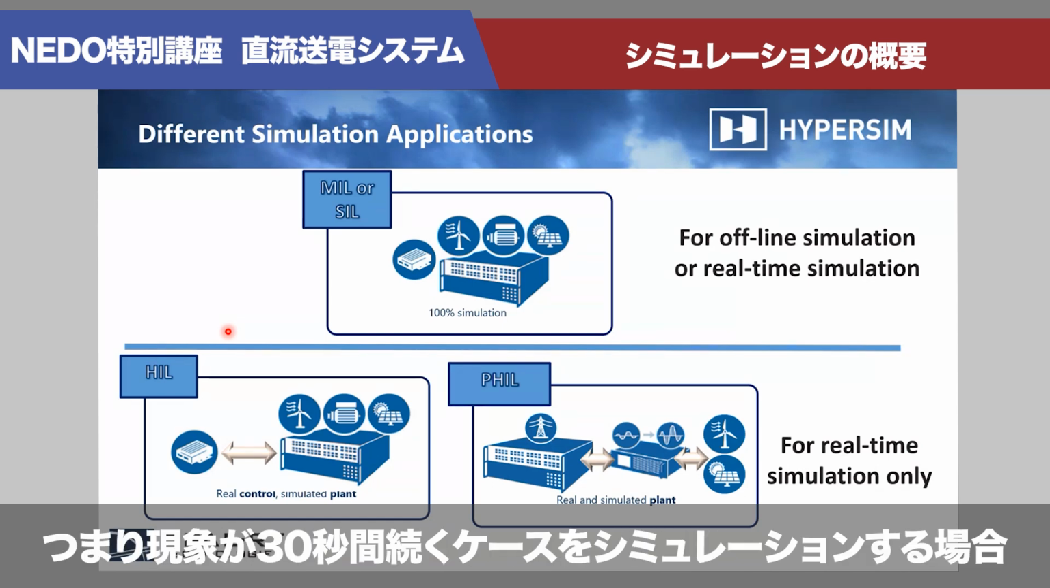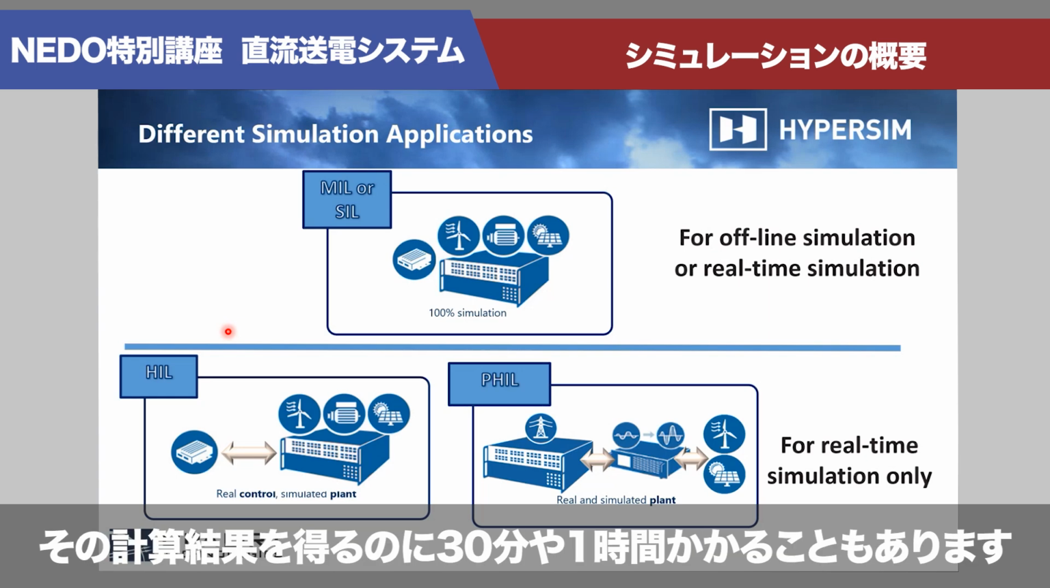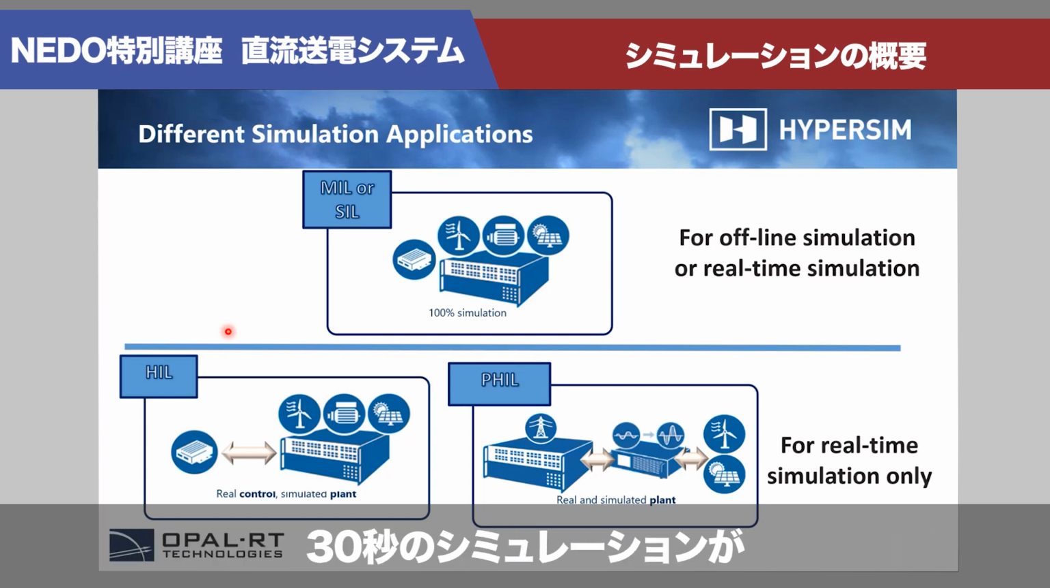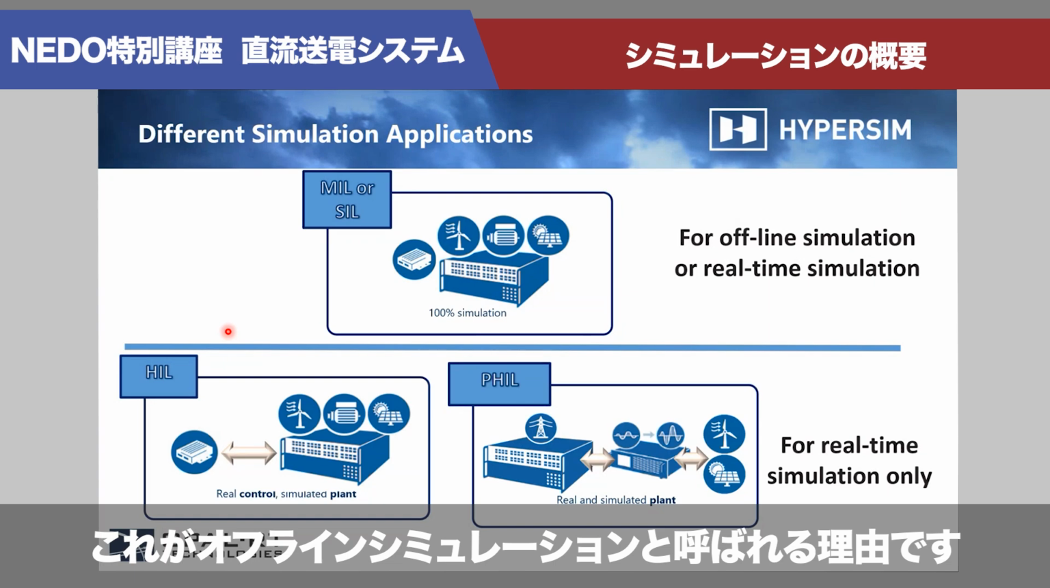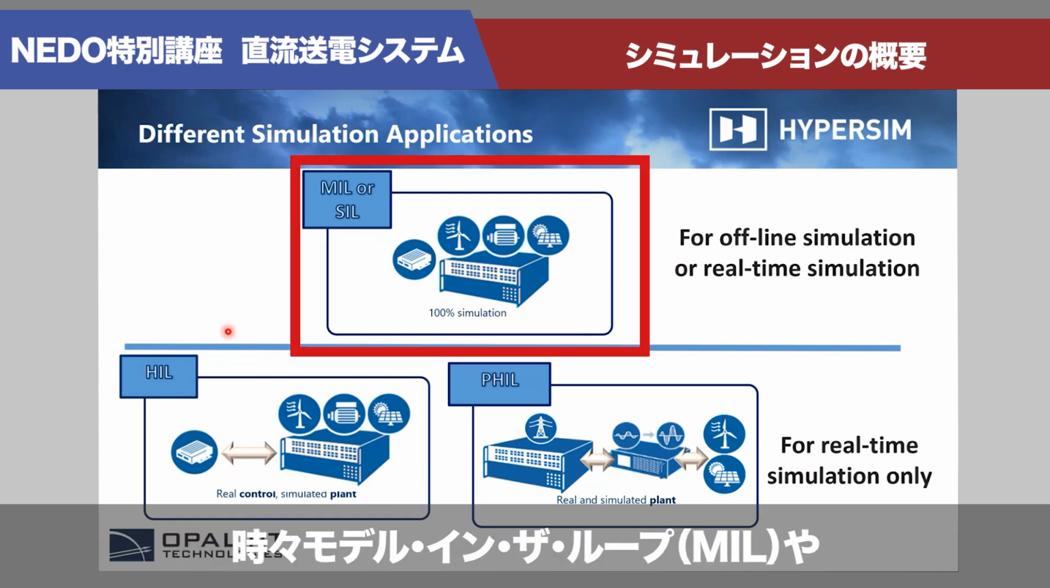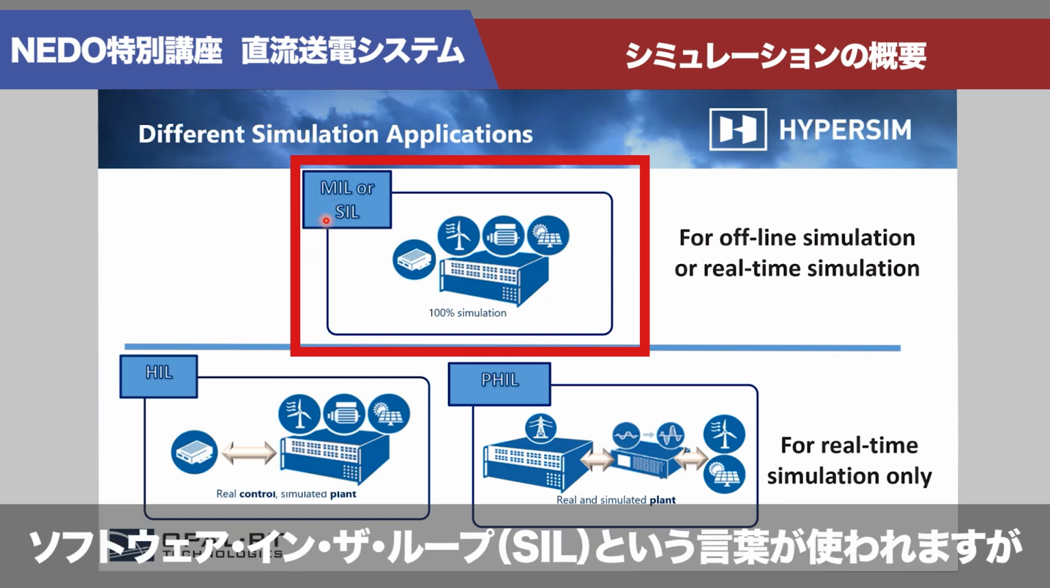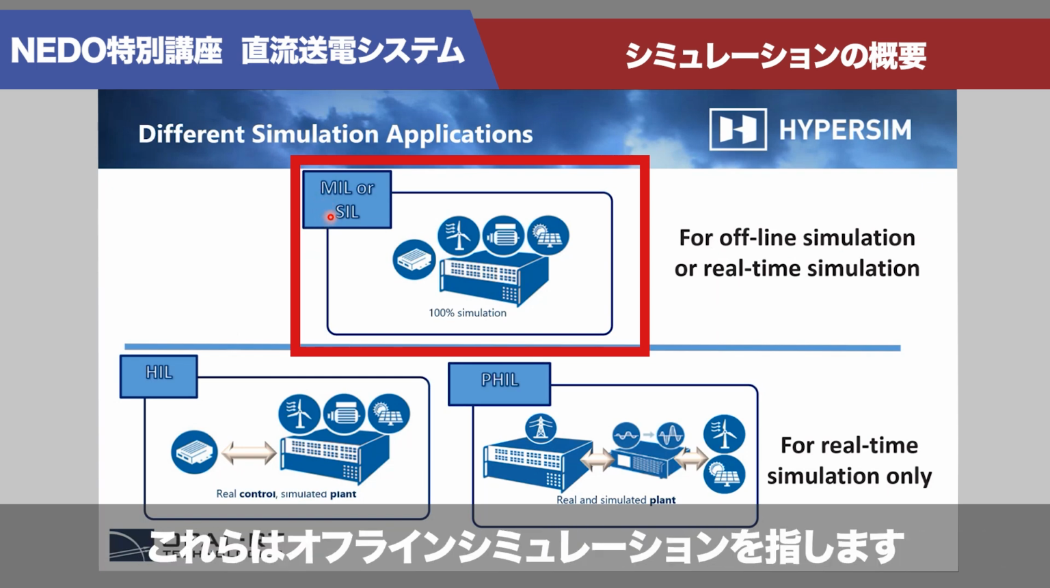That means that if you're simulating a phenomenon that occurs in 30 seconds, maybe it will take 30 minutes or 1 hour to calculate the result of your 30-second case. So 30 seconds of simulation equals maybe 1 hour or more, depending on the power of your computer. That's why we call that offline simulation. Sometimes we use the word MIL for model in the loop, or SIL for software in the loop, but both of them refer to offline simulation.